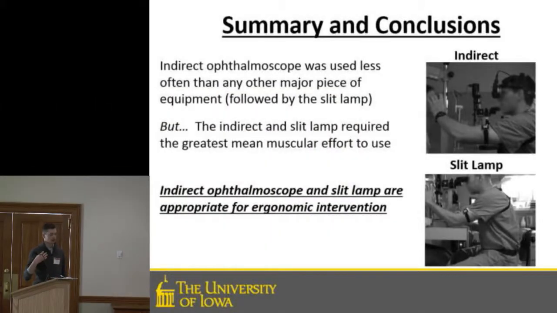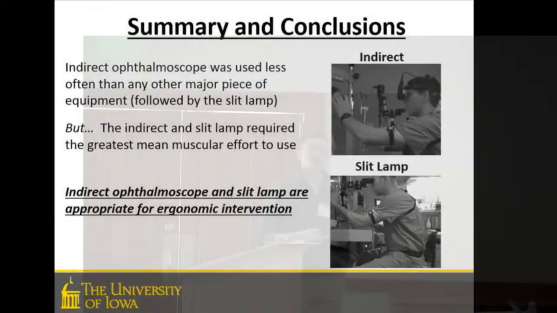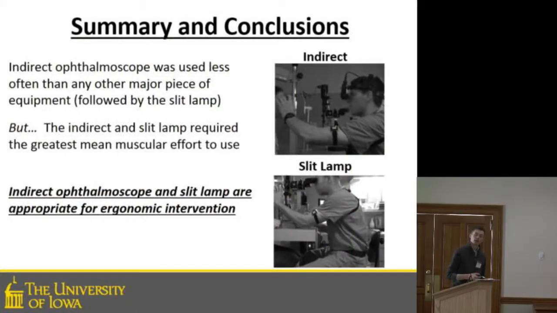Overall summaries and conclusions. As I mentioned, although the indirect ophthalmoscope, followed by the slit lamp biomicroscope, were the least frequently used pieces of equipment in the clinical environment, they still require the greatest mean muscular effort to use. And so overall, we feel that this means that the indirect and the slit lamp are the most appropriate for ergonomic intervention. There's opportunities there to help redesign these pieces of equipment and make some changes that can help reduce exposure to these risk factors associated with musculoskeletal health outcomes.